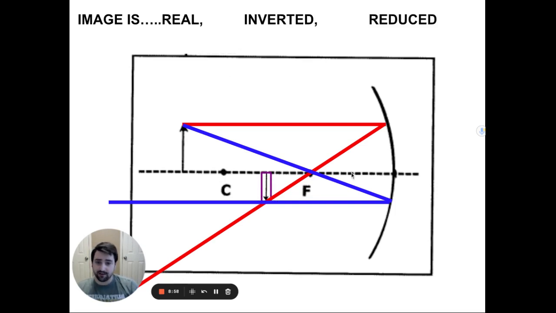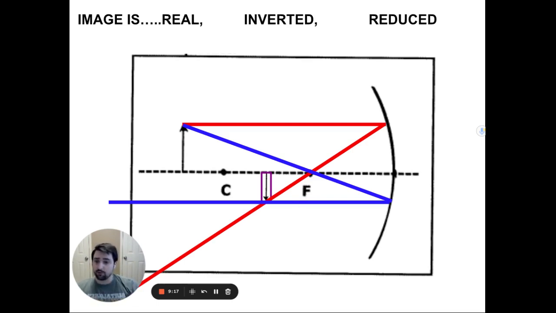It's real because it is on the left-hand side of our concave mirror. It could be projected. It's inverted because the intersecting point was at the top on the original image. Now it's on the bottom of our projected image. And it's reduced. It's no longer that large. So this is an easy one.